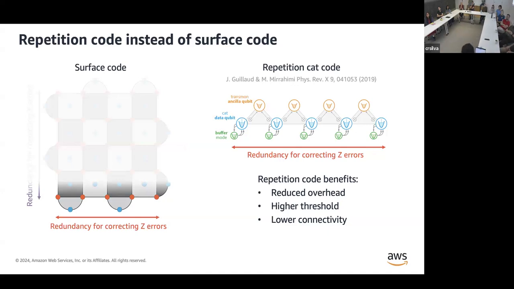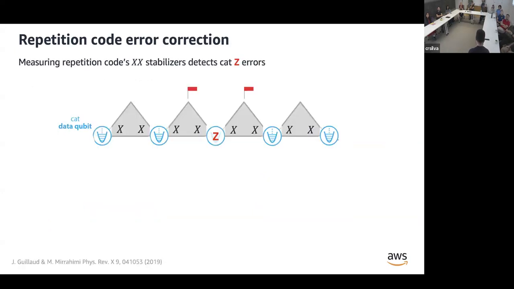So repetition code is nice because, first, of course, it's fewer qubits, but also because the classical code has a much higher threshold. The surface code threshold is 1%. The repetition code is around like 10%. And of course, the lower connectivity is also nice for the experiment, to think about crosstalk and stuff like this.